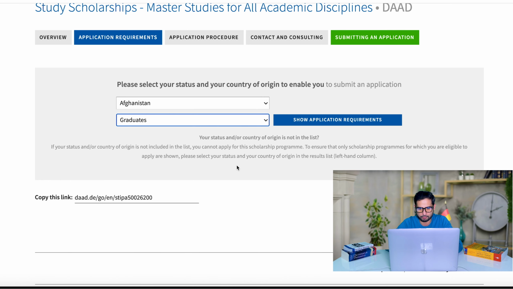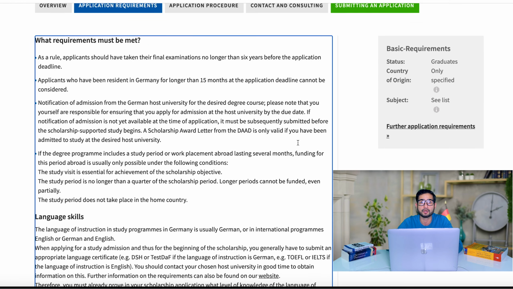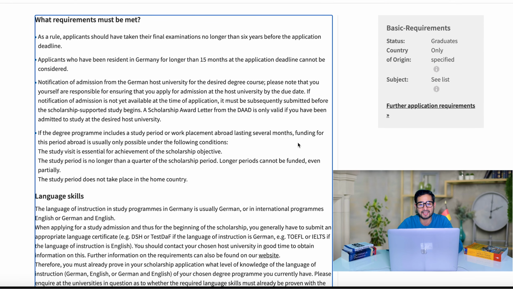Show application requirements. Okay, this is going to be different for every country, but like 90% it's going to be the same for all of our countries. If you have a very different thing on your country list, please write it in the comments below, so that I, together with my colleagues and other people, can see the difference and find an explanation if there's anything new.